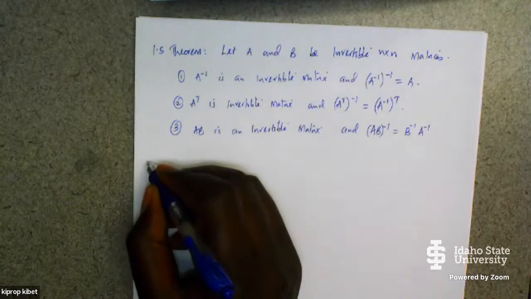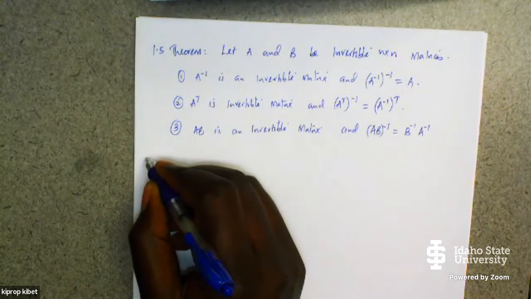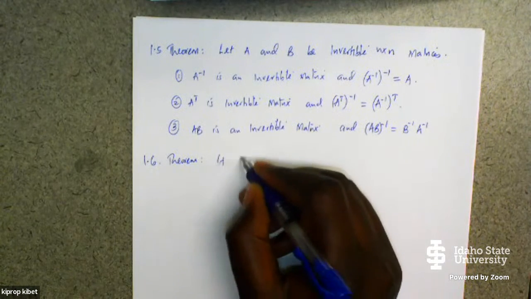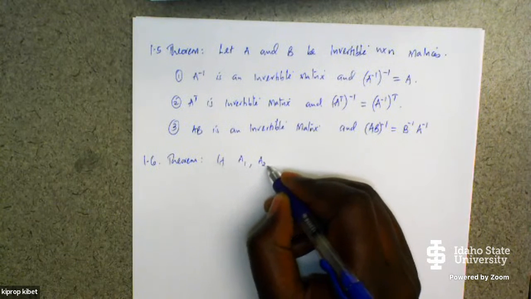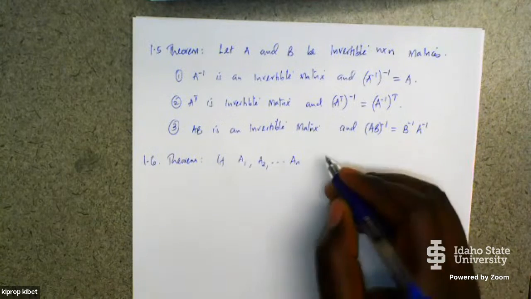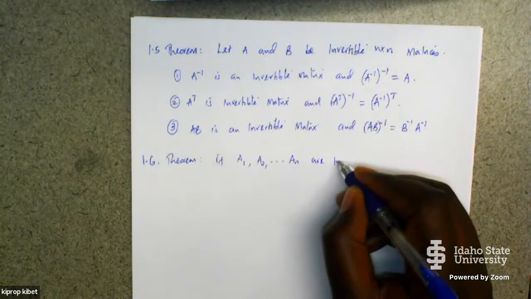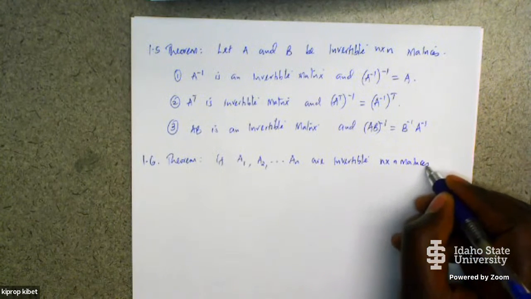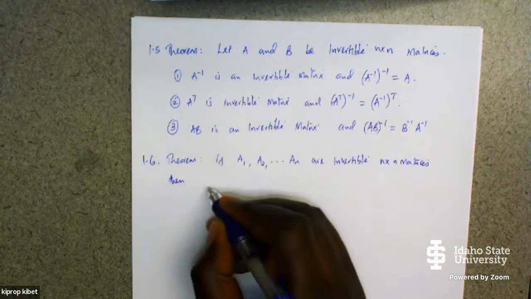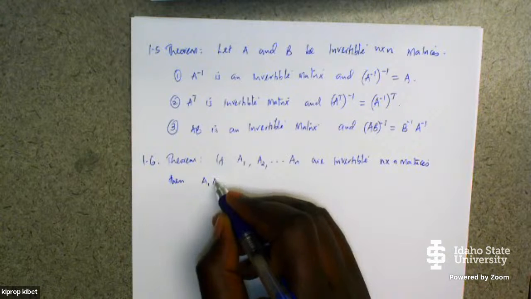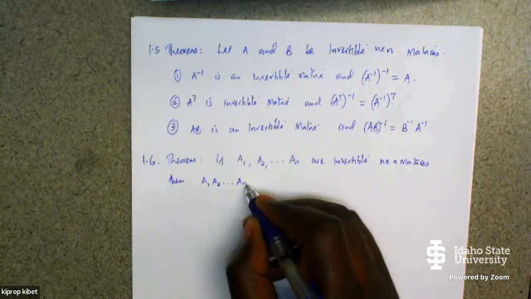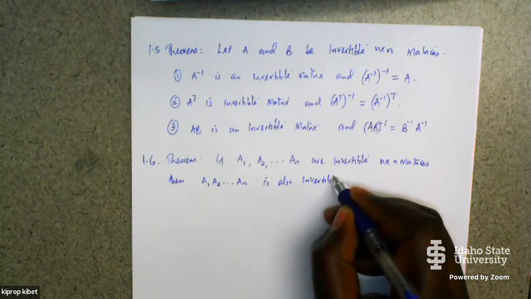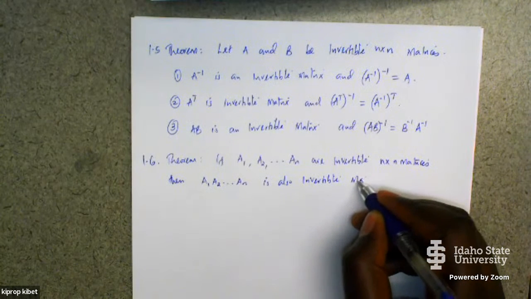Now, if you have a lot of matrices, let's say, for example, let's look at theorem 1.6. If we have A1, A2, all the way to, let's say, AN, and all these are invertible n by n matrices, then the product A1, A2, all the way to AN is also an invertible n by n matrix.